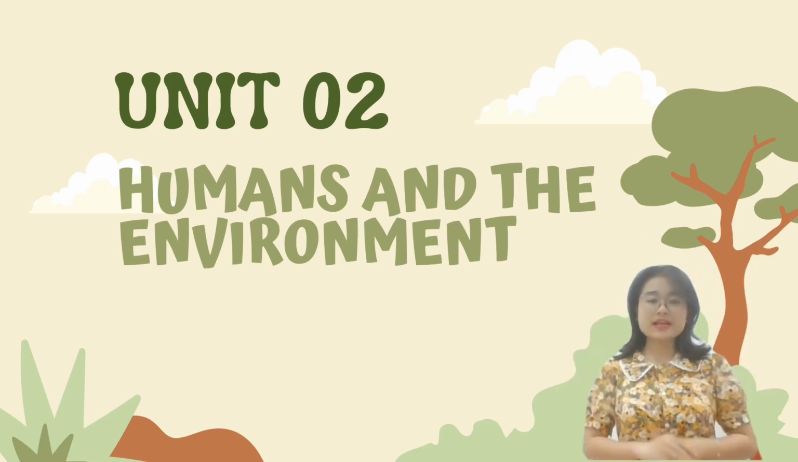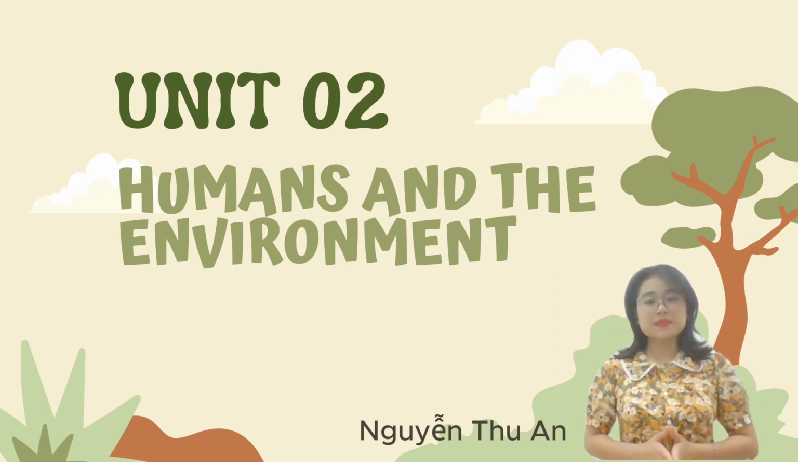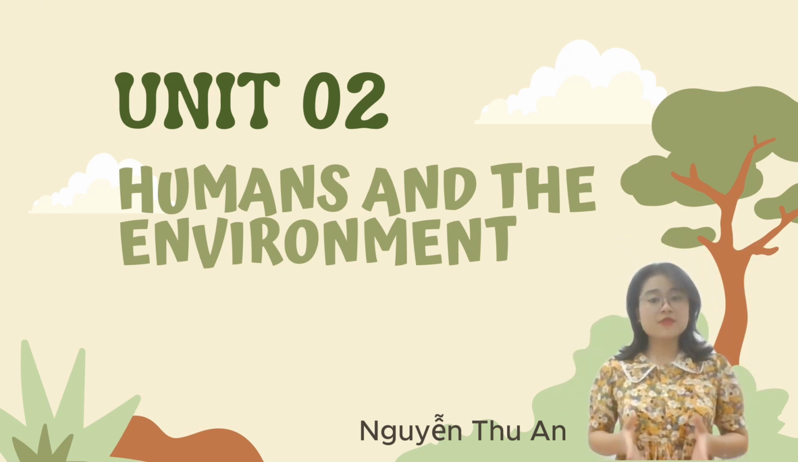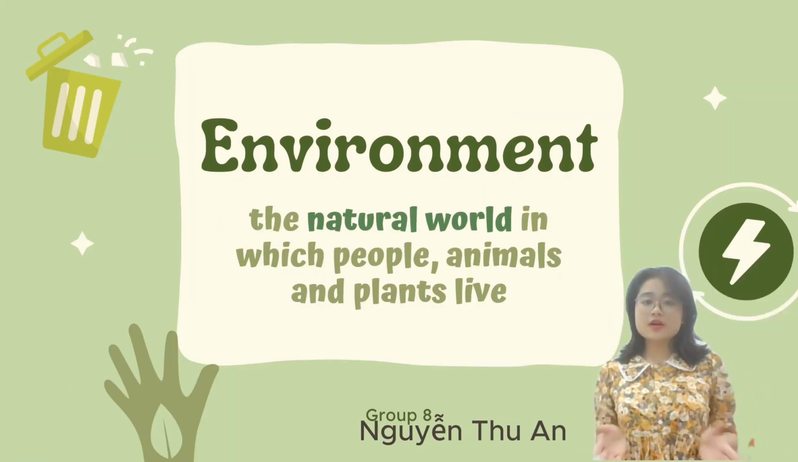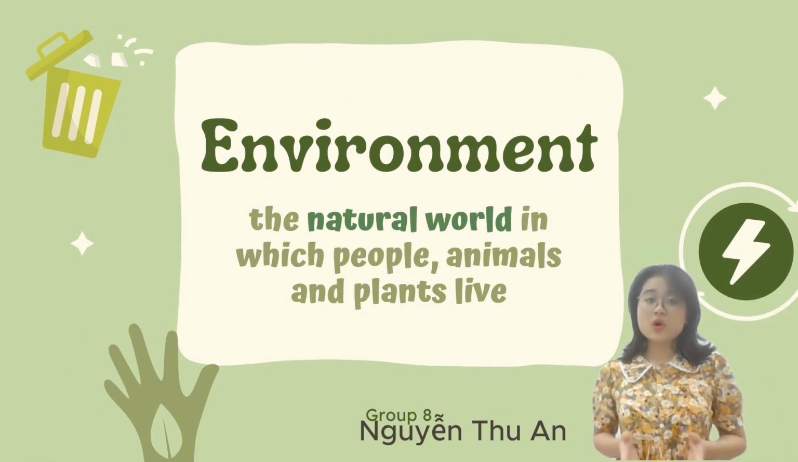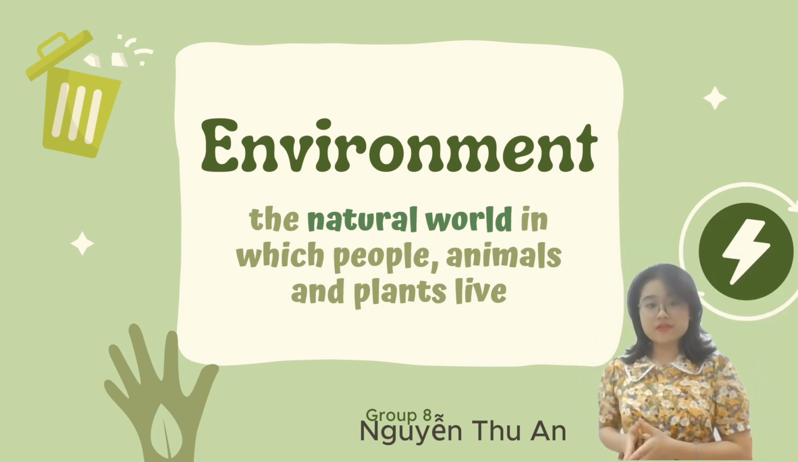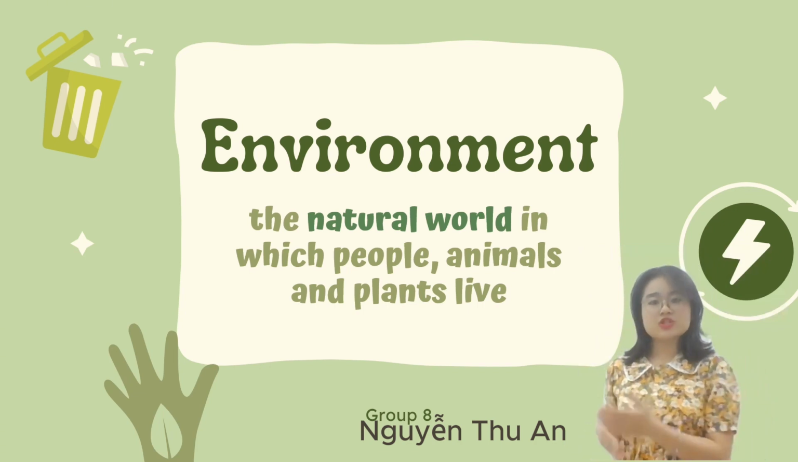Hello class, welcome back to Unit 2, English 10, Humans and the Environment. The lesson objective today is defining some vocabulary related to humans and the environment. So first of all, I want to provide you with the definition of the word environment, which is the key word for today's lesson. The environment is the natural world in which people, animals, and plants live. Now, let's move on to the warm-up part.